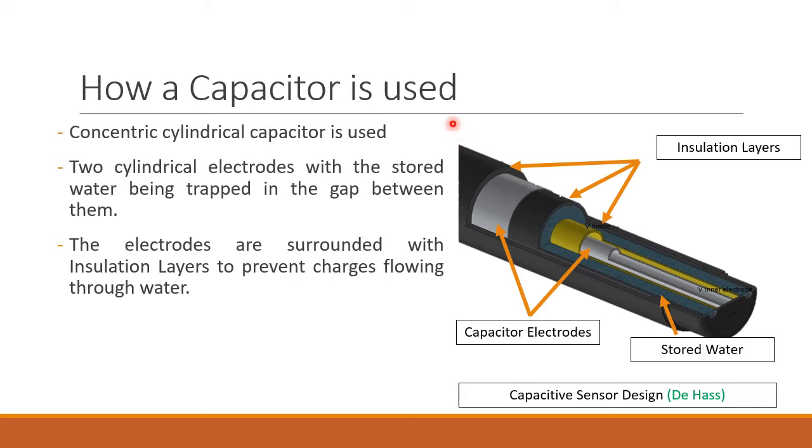Now, this would typically be standing upright as opposed to laid down like this. And as water rises up through the tank, it would begin to fill up through this gap here between the two cylinders. Also, you might notice insulation layers surrounding all the electrodes, and that's just to prevent charge from flowing through the water.